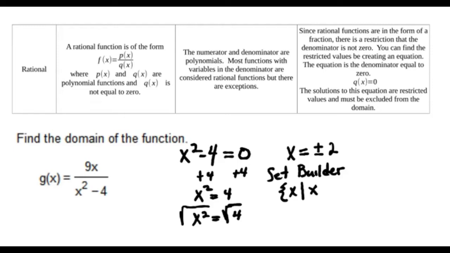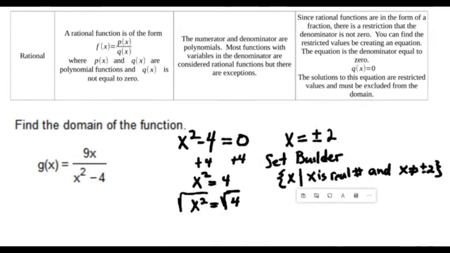So x is a real number, and x is not equal to plus and minus 2. So any real number not equal to positive and negative 2. And that's because positive and negative 2 make the denominator 0, which makes the whole function undefined.